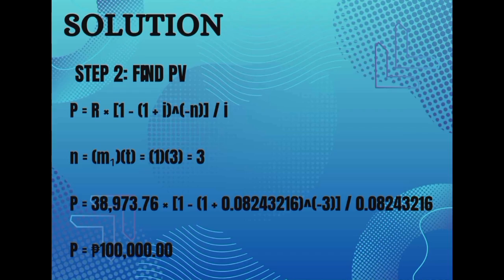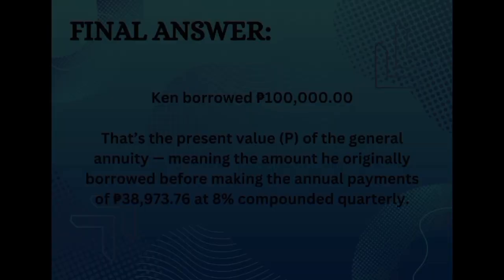Solution. Step 2. Find present value. P equals R times (1 minus (1 plus I) raised to the power minus n) divided by I. N equals M sub 1 times T, M sub 1 equals 1, and T equals 3. P equals 38,973.76 pesos times (1 minus (1 plus 0.08243216) raised to the power negative 3) divided by 0.08243216. P equals 100,000.